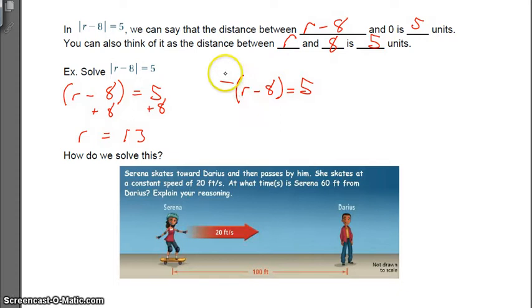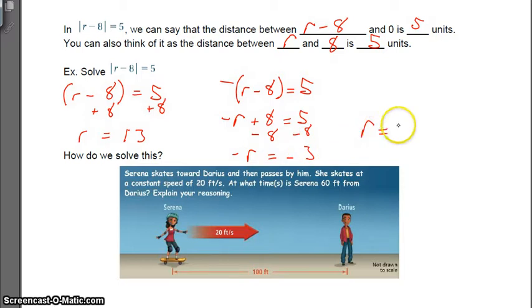Let's try another one. So now this negative has to distribute in here, so I get negative r plus 8 equals 5. Because I have a positive 8, now to get rid of that, I subtract 8. I get negative r is equal to negative 3. And since they're both negative, I can make them both positive and say r is equal to 3. So if we plug that in, 3 minus 8, well, that gives me negative 5, and the absolute value of negative 5 is 5. So I always think the easiest way is to think about the positive of everything inside and then the negative of everything inside. Solve both and you'll get your two different solutions.